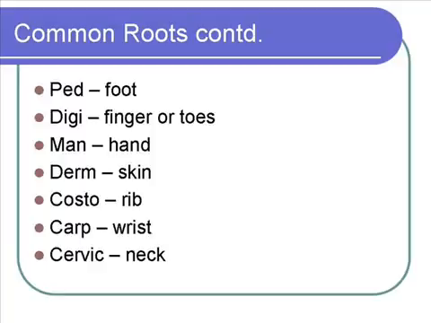Derm, meaning skin. An example of that would be epidermis, the outer top layer of your skin that's visible. Costo, meaning rib. You can have intercostal muscles, right? Those are the muscles located within or in between your ribs. Carp, meaning wrist. Oftentimes people who type all day long or use the computer a lot suffer from carpal tunnel syndrome, right? And that's a problem within their wrists. And the last one on the slide is cervic, meaning neck. And an example of this would be your cervical vertebrae, right? The vertebrae that are within your neck.